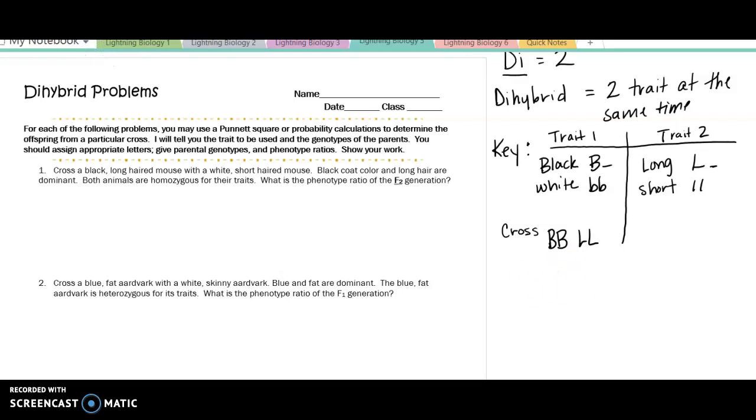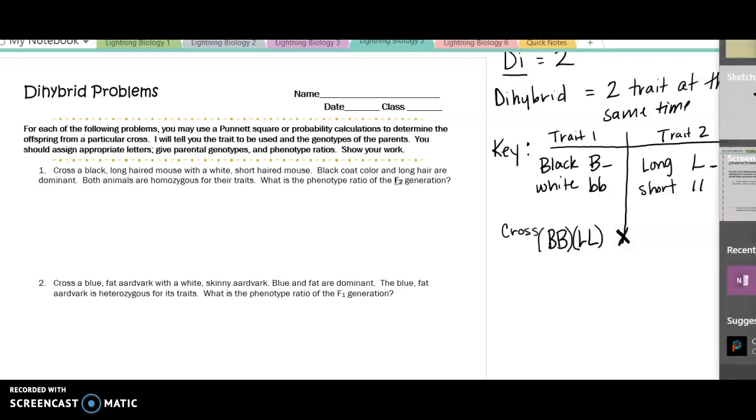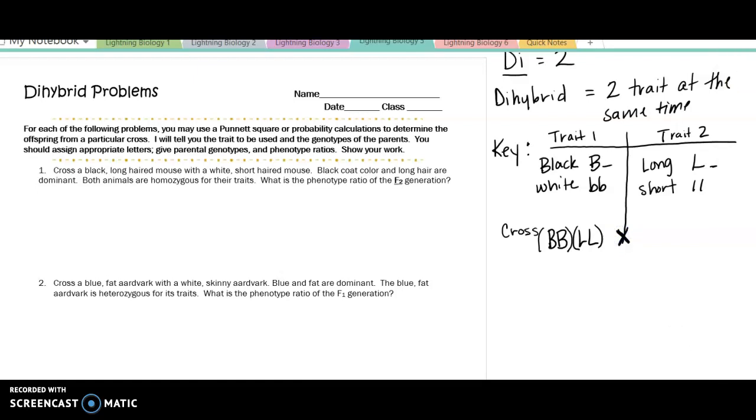So always you are writing it, so it's almost like a math problem. We're going to take this trait and we're going to look at that trait. And in just a minute, I'm going to FOIL this so it is going to become a math problem. And so this is going to be crossed with a white-haired, short-haired mouse. So little b, little b, little l, little l. All right. So now I have my key and I have my cross.